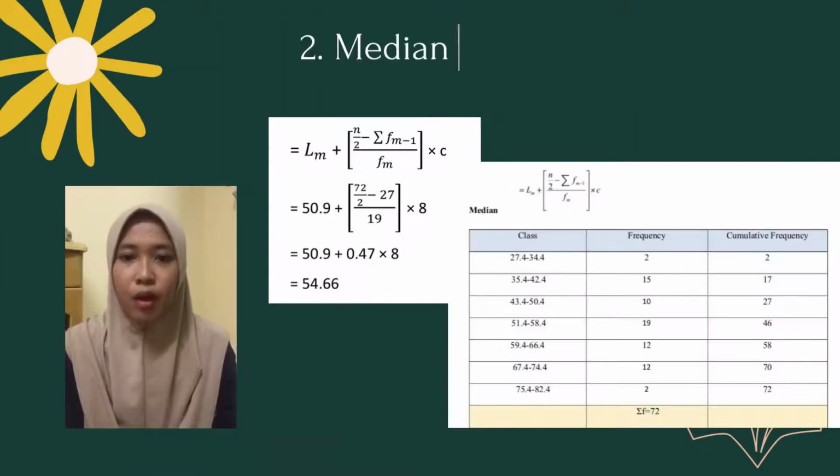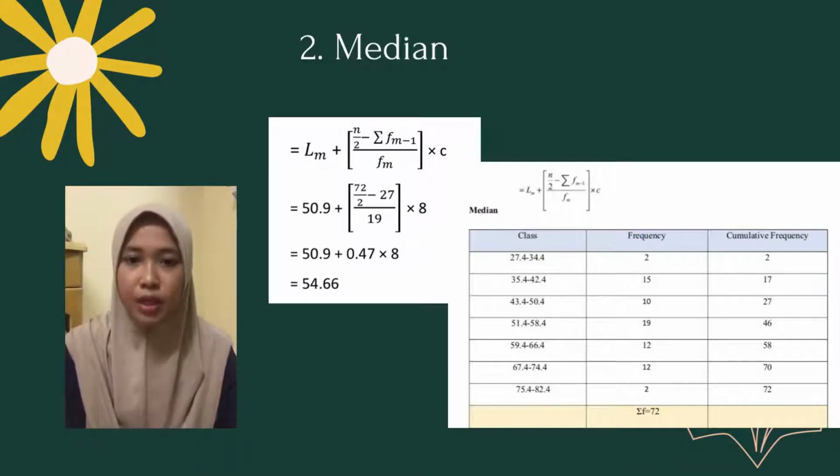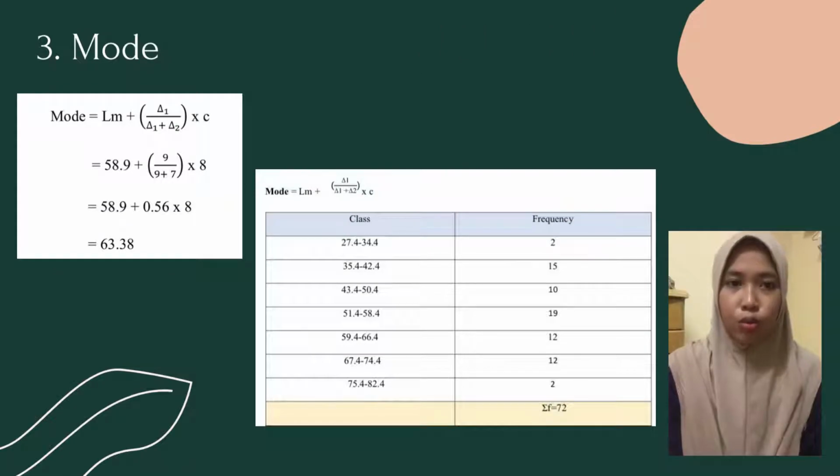For the median formula, we use median equals Lm, which refers to the lower class boundary of the median class, plus open bracket, n divided by 2 minus summation of f (m minus 1) divided by fm, close bracket, times c. The answer is 54.66.